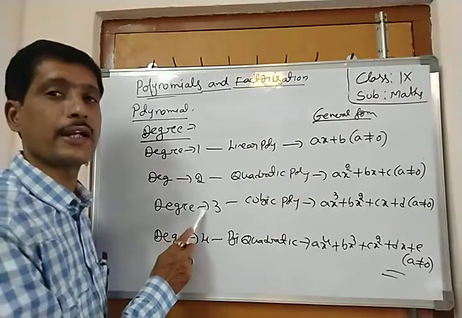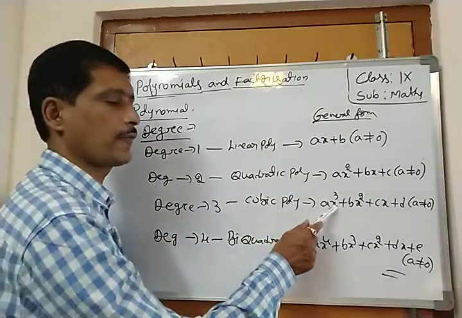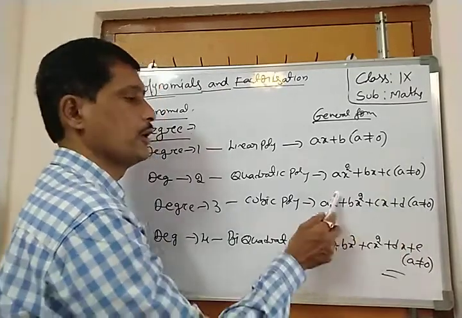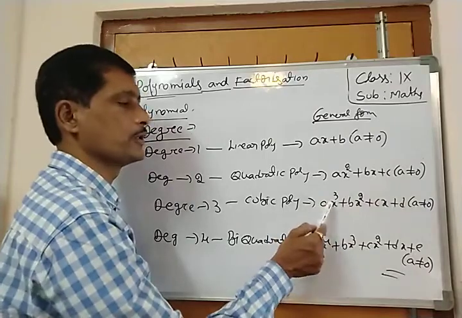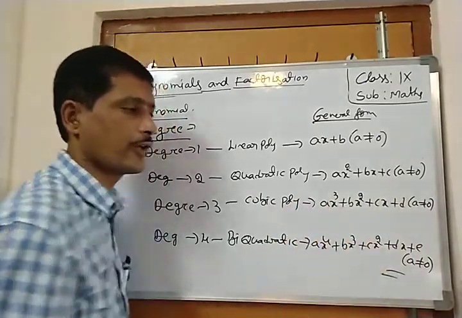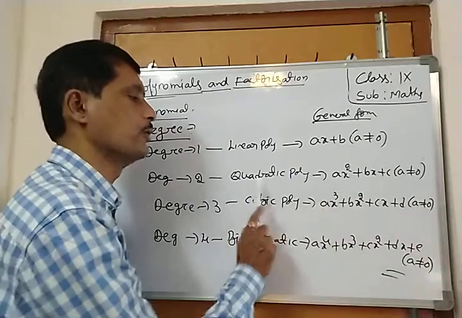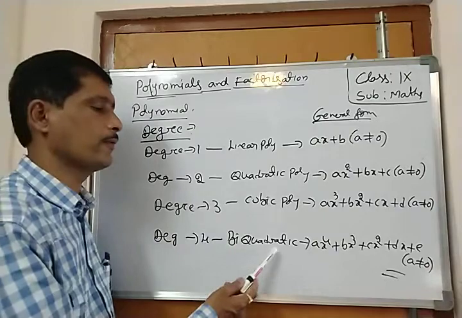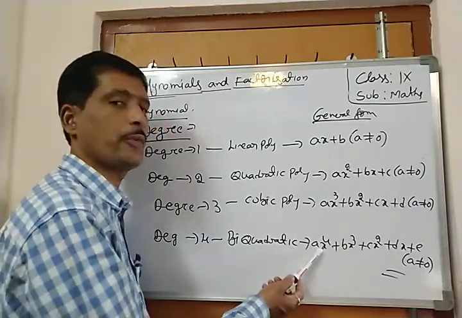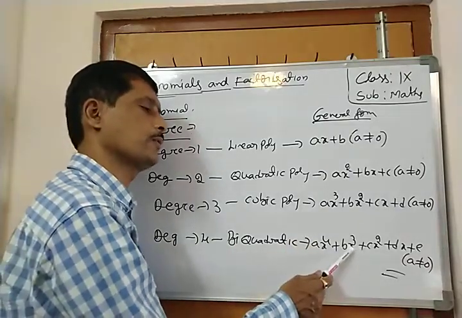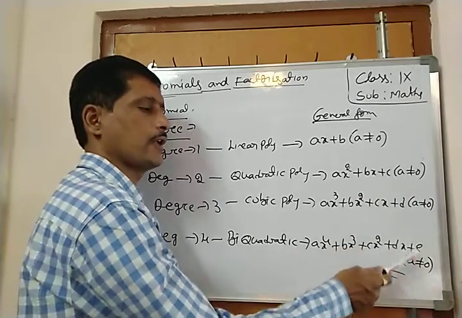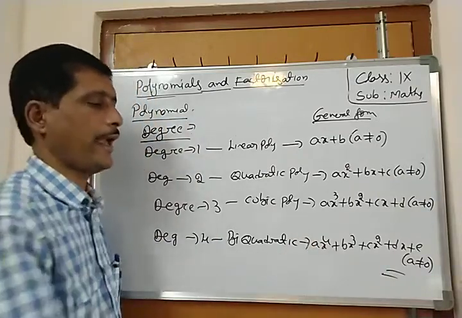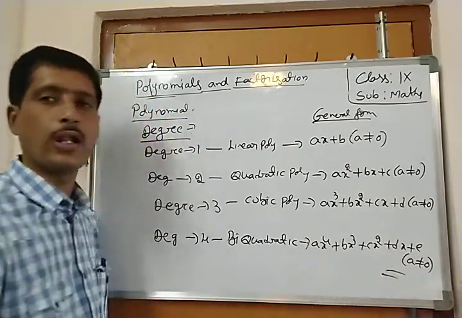Next degree is 3, that is a cubic polynomial, general form is ax cube plus bx square plus cx plus d where a not equal to 0. Suppose a equal to 0, this term is 0, remaining is bx square plus cx plus d, that is again converted into a quadratic polynomial. Next degree is 4, that is a biquadratic polynomial, general form is ax power 4 plus bx cube plus cx square plus dx plus e where a not equal to 0. If a equal to 0, this term is 0, therefore it is converted into a cubic polynomial.